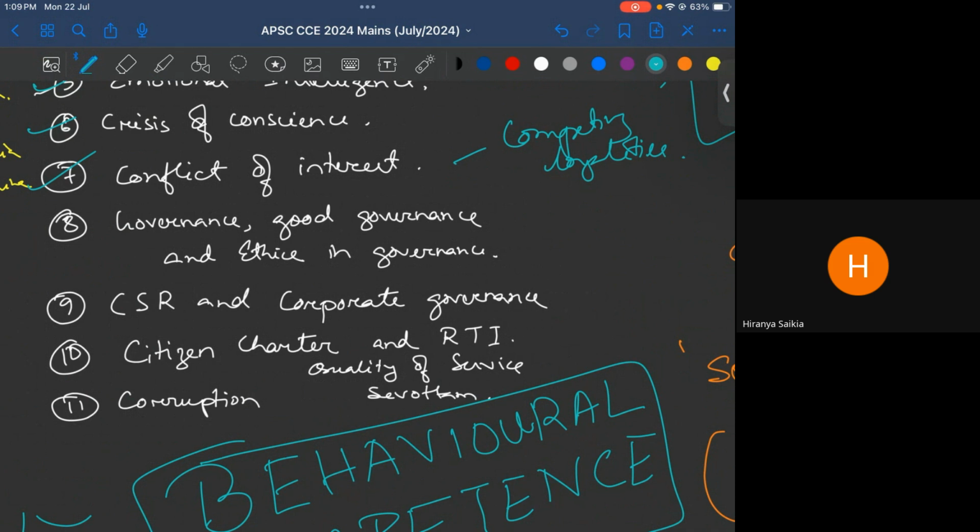Now, coming to the question: what is ethics in governance? Ethics in governance, basically, is the universal standard. It is the acceptance of the fact that all stakeholders are involved. So, ethics in governance means governance at all stakeholder levels.